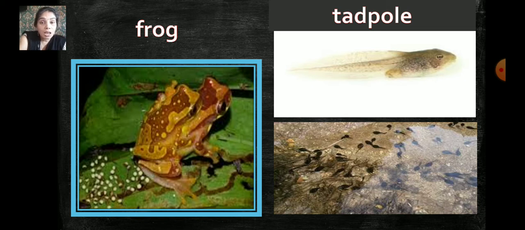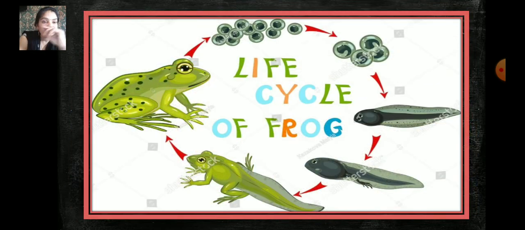I'll show you the life cycle of a frog. The life cycle of a frog is eggs, tadpole, young frog, and adult frog. Now let us learn something about the frog. This is the life cycle of the frog. This is the adult frog. Now, the frog eggs. This is the frog eggs.